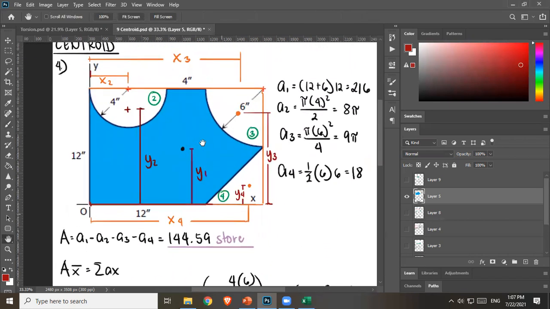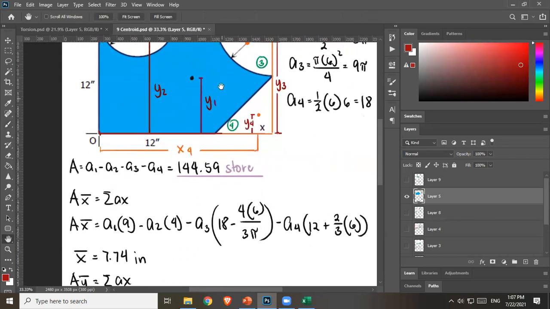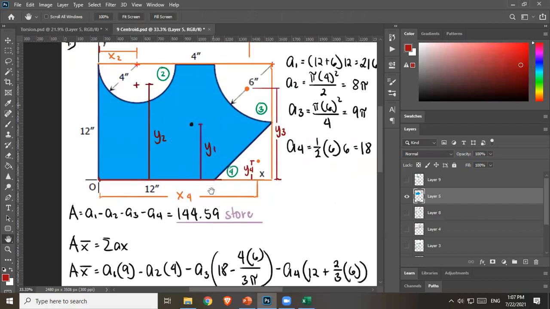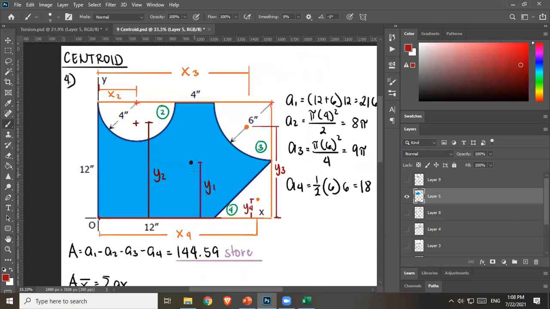Next, let's solve for y bar. So the equation is A y bar equals the summation of A y. Let's start again with A1, your rectangle. This is the centroid of your rectangle, and then this is y1. y1 is just half the height. Total height is 12, so y1 is 6. So A1 times 6.